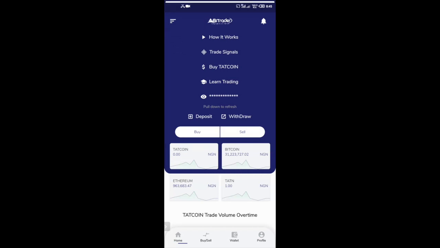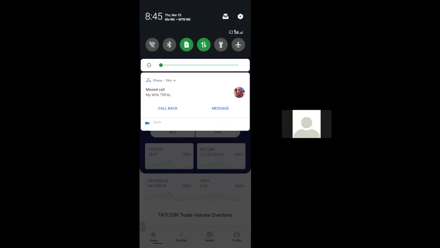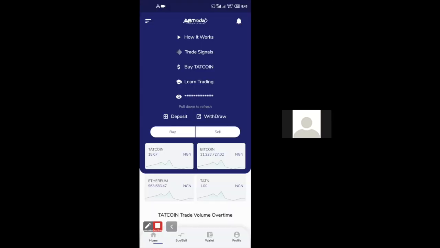Okay, so basically this is about the buying and selling of TAT coin using the peer-to-peer. It is quite simple.